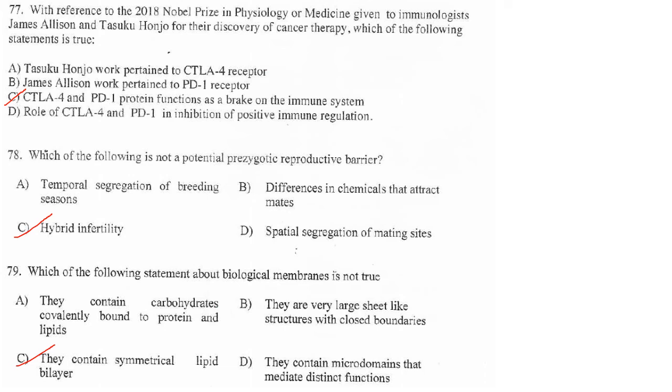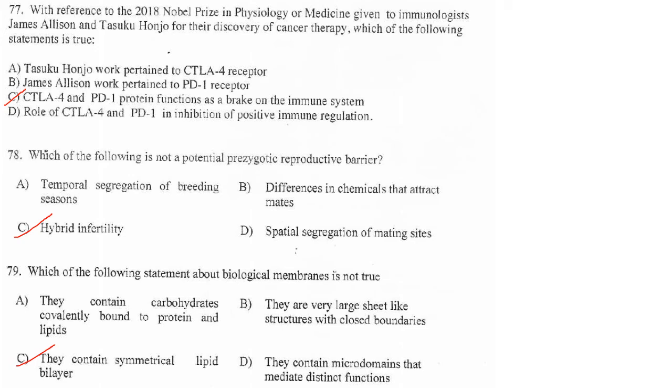Then, with reference to the 2018 Nobel Prize in Physiology or Medicine given to the immunologists James Allison and Tasuku Honjo for their discovery of cancer therapy, which of the following statements is true? So the answer is option C, that is CTLA4 and PD1 proteins function as brakes on the immune system.